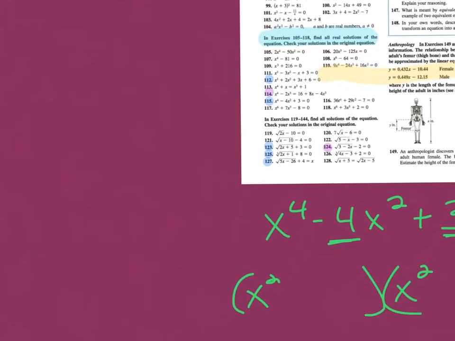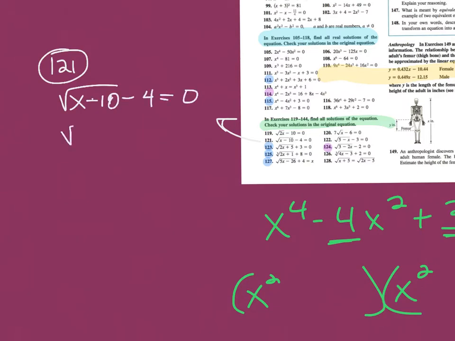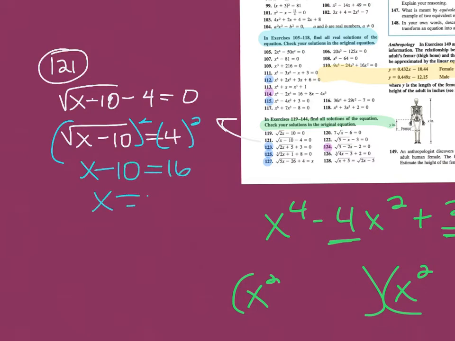All right, for 119 to 144, it says find all the solutions of the equation. Check your solutions in the original equation. So when you're dealing with something like, let's say 121 or 123, because those are similar. So 121, square root of x minus 10 minus 4 equals 0. I'd add the 4 to the other side, and then to solve it, I'd square both sides. So x minus 10 equals 16, and x would equal 26.